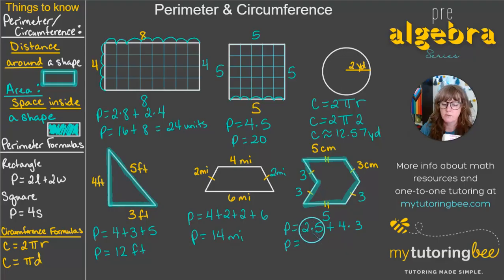So the product of 2 times 5 is 10. Plus 4 times 3 is 12, and then we add those together. So we get a total perimeter of 22 centimeters. And that is the basics of perimeter and circumference.